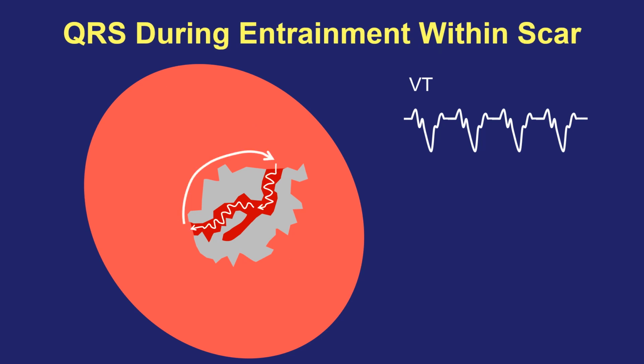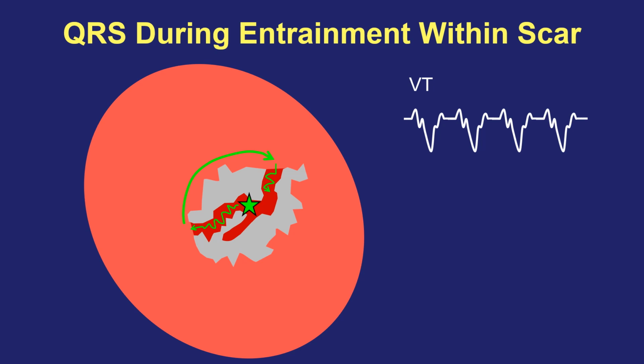What if you entrained, meaning you started pacing from inside the scar during VT? So now you have VT traveling around, and now you start pacing. We talked about this when I drew that circle before, when we talked about entrainment in the post-pacing interval. But now here we are with this myocardial scar.